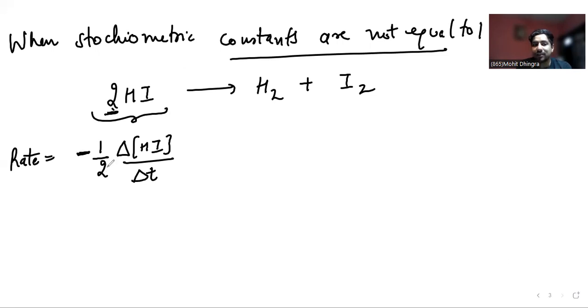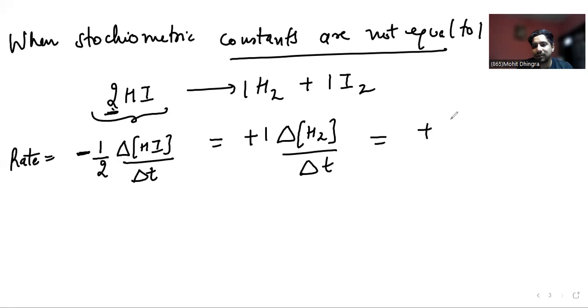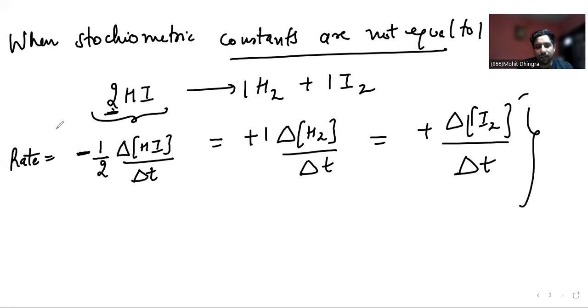The stoichiometric constant is written in the denominator, which is equal to plus 1, because this is 1 and 1, so we need not write that one. That is delta H2 upon delta T, which is equal to plus delta I2 upon delta T. So this is the way that we will represent this rate of reaction.